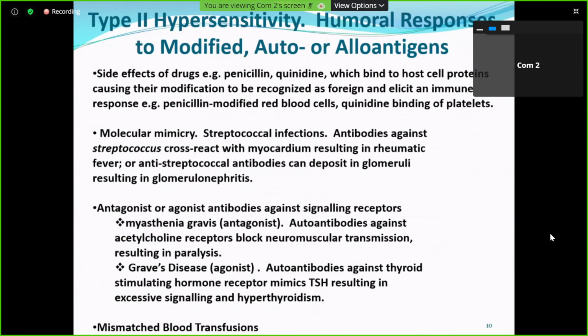And then with regard to damage to blood cells, type 2 hypersensitivity occurs in mismatched blood transfusions. So if you don't blood type properly and you infuse someone who is, say, type A with type B blood, you're going to get an antibody response to those B blood expressing cells, causing cell lysis.